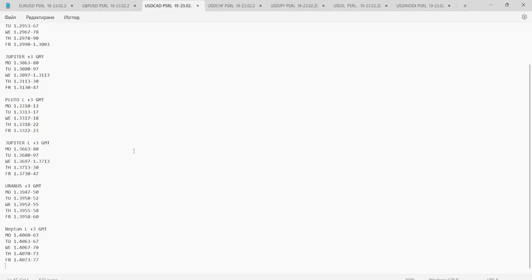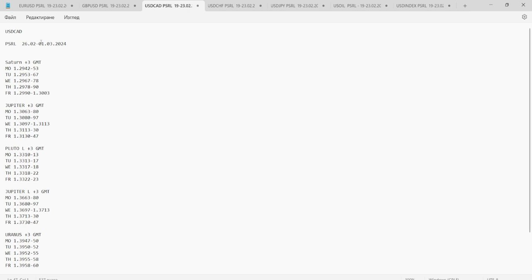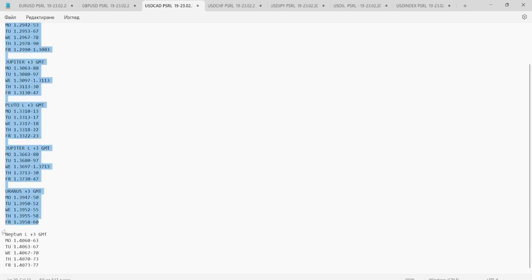The lines for the next week. This is not a valid time, but here is a valid time. Never mind. Pay attention to this date. First portion and the last planet.